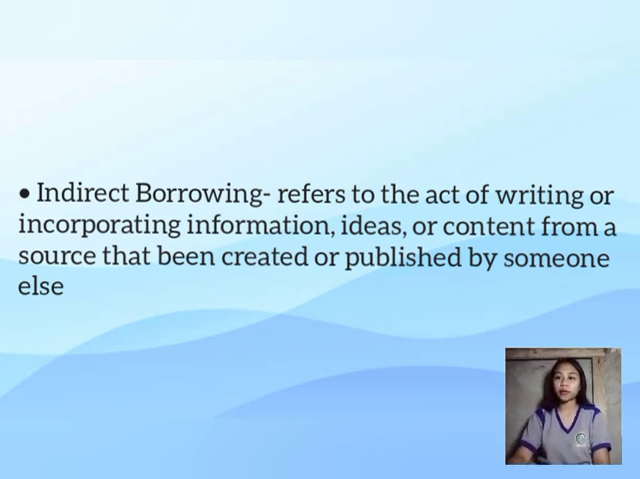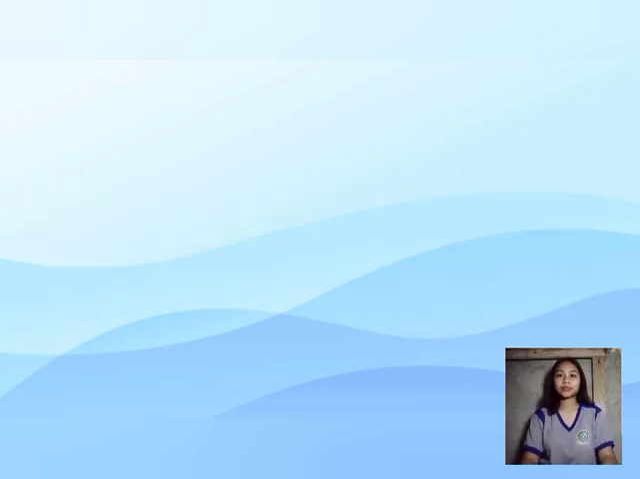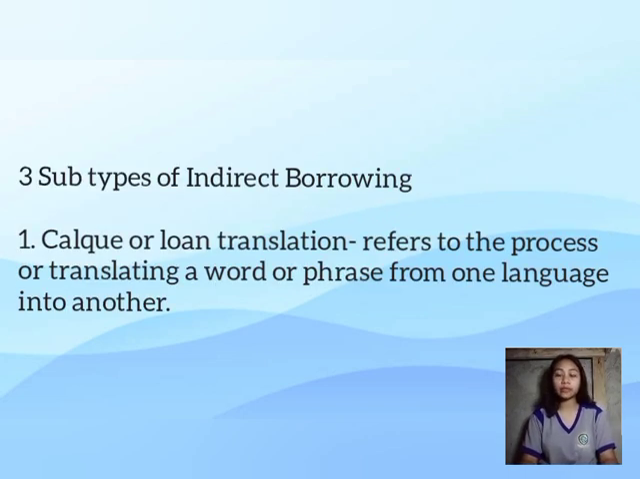The second type of borrowing is indirect borrowing. It refers to the act of using or incorporating information, ideas, or content from a source that has been created or published by someone else. Unlike direct borrowing, which involves copying or paraphrasing the exact words from a source without proper attribution, indirect borrowing involves summarizing, synthesizing, or referencing the work of others in one's own words while still giving credit to the original author. We have three subtypes of indirect borrowing.